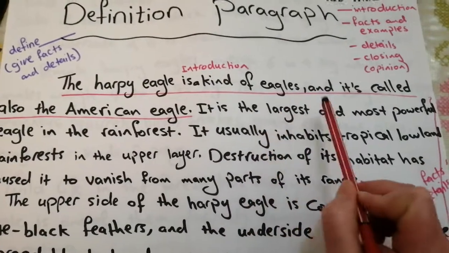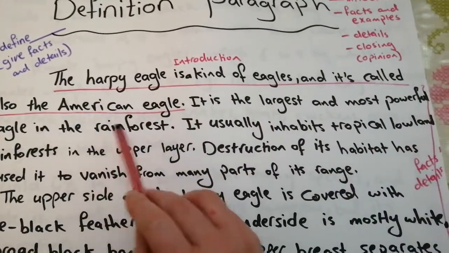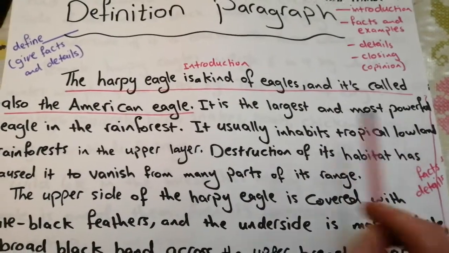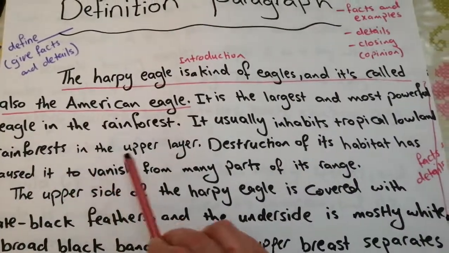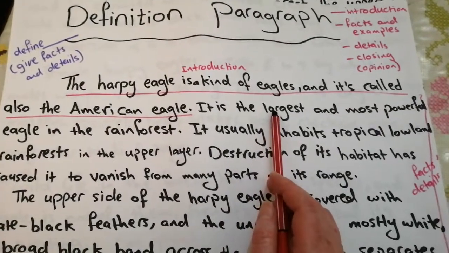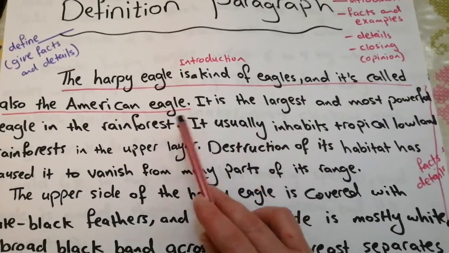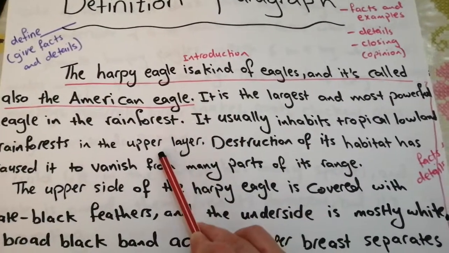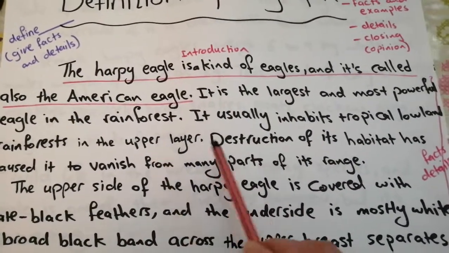It is the largest and most powerful eagle in the rainforest. It usually inhabits tropical lowland rainforests in the upper layer. So I showed here that it's the largest and the most powerful eagle in the rainforests. Here I showed that it lives in the rainforest, in the upper layer of the rainforest.